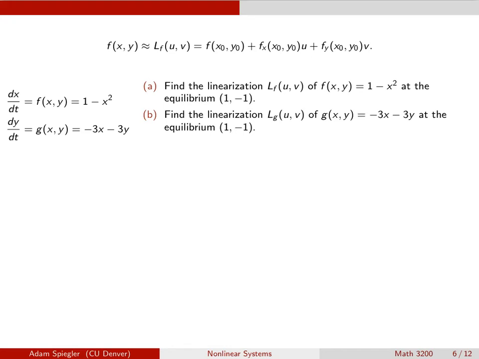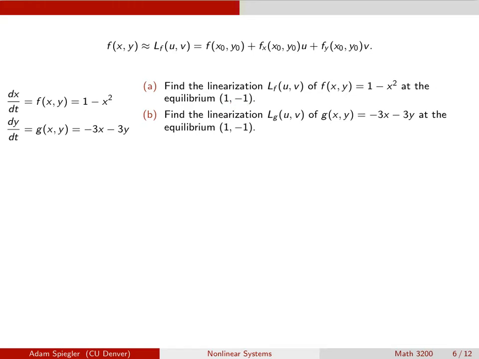In this video, we are going to find the linearization for the functions f and g, which are representing the equations for the derivative of x with respect to time and the derivative of y with respect to time. So we want to take this non-linear system, consider it just locally around this equilibrium at (1, -1), and near this point, the graph of this thing, which is some surface, if we zoomed in really close at this point, it would look flat. It would look like a flat plane to us.